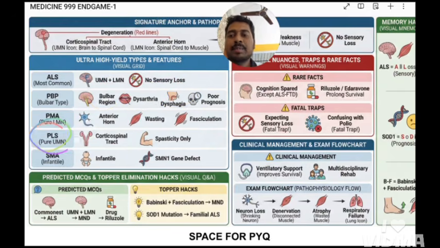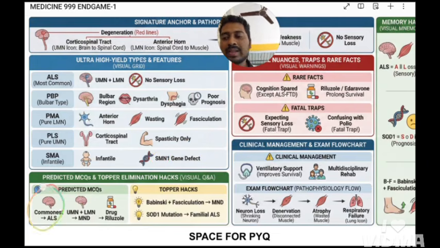Next, primary lateral sclerosis is almost similar to amyotrophic lateral sclerosis, except that ALS has UMN plus LMN signs, while here we have only UMN signs, that is the corticospinal tract. So there is only spasticity. There is no flaccidity. There is no decreased reflexes. There is no wasting. There is no fasciculation. There is mainly spasticity. And last, we have SMA, which is spinal muscular atrophy, which occurs in infants, toddlers and children. Here there is basically an SMN1 gene defect. We will go into depth in pediatrics.